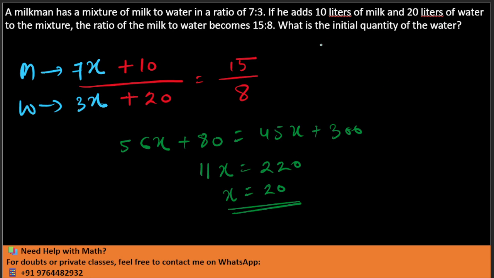And what we have been asked, it is what is the initial quantity of water. Okay, so the initial quantity of water is 3x, right? So it will be 3 multiplied by 20, and this will equal to 60 liter.